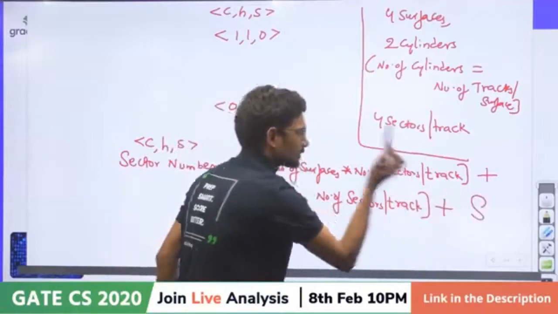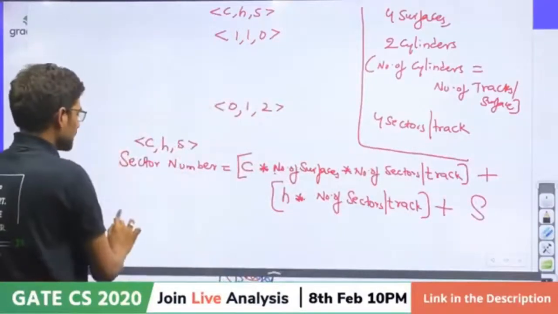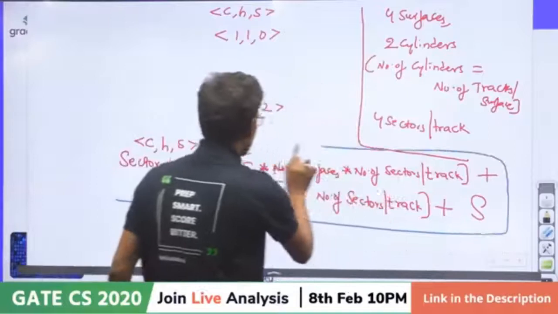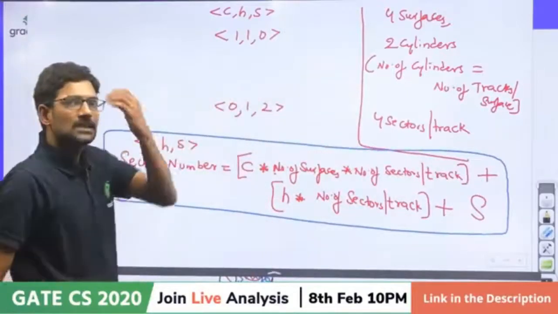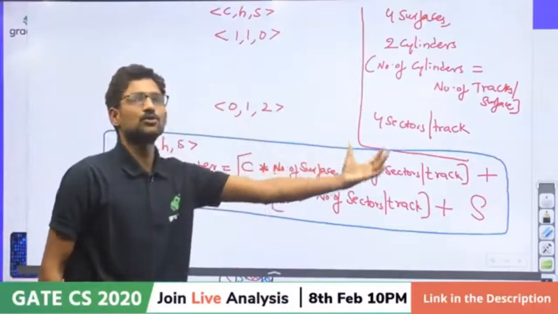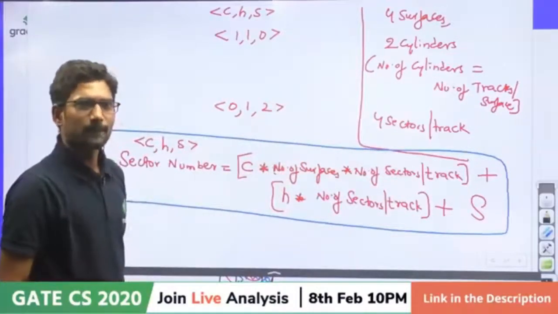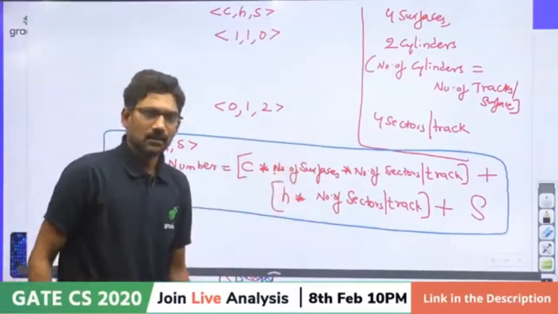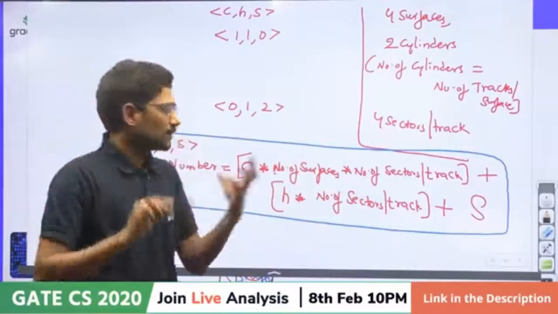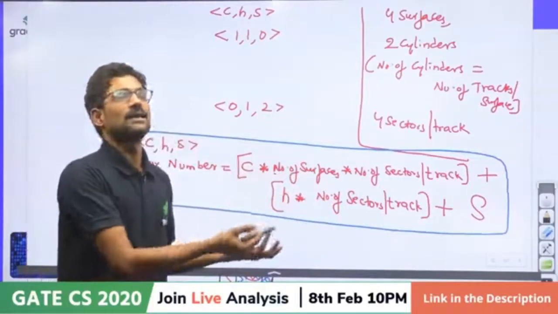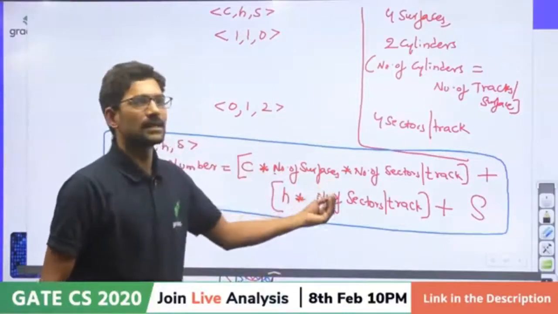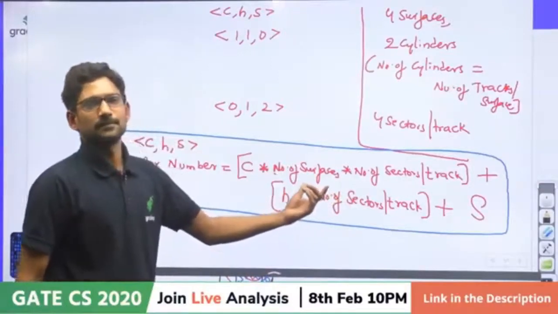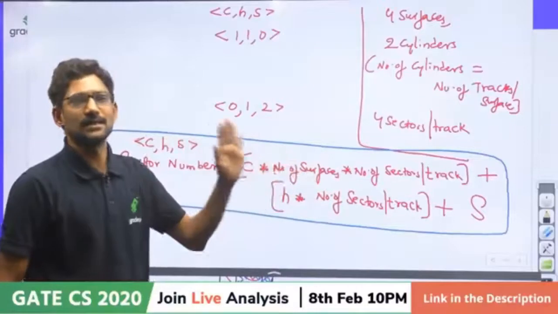Plus S. So, if CHS is given, how do you calculate the sector number? C into number of surfaces into number of sectors per track plus H into number of sectors per track plus S. If you carefully go through the formula, you will understand how I have written it. It is just a general understanding of the formula. To form this formula, general understanding is enough.